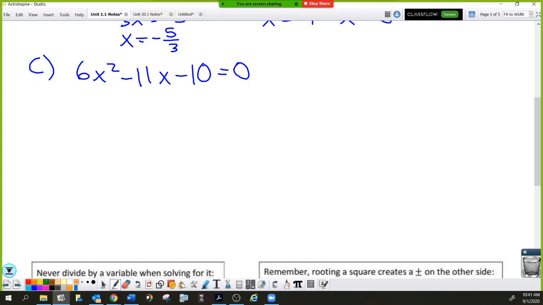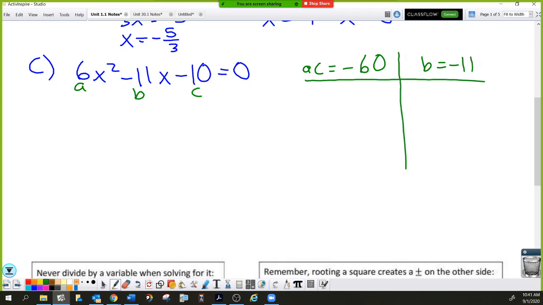It works like this. The first thing you do is identify what A times C is. This being A, and this being C. A times C gives us negative 60. And then you figure out what B is, which you find out just by looking. B is right here. So B is negative 11. Your job is to figure out which two numbers multiply to be this negative 60, but add to be this negative 11.